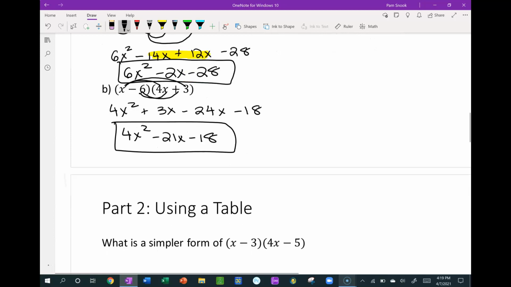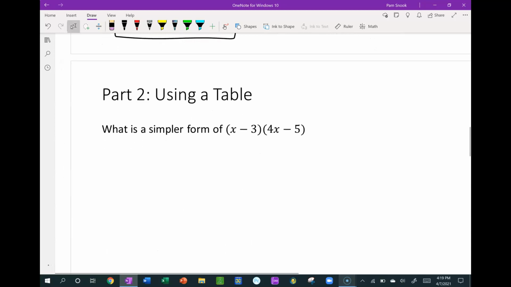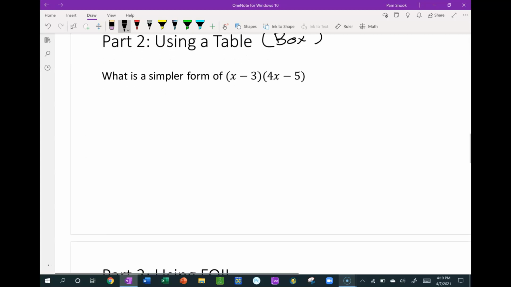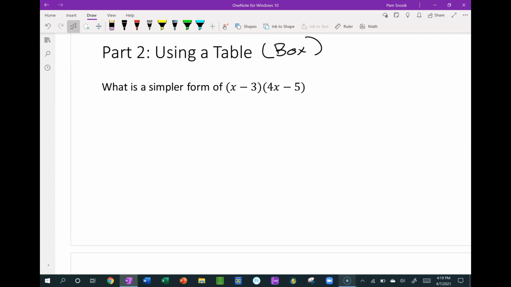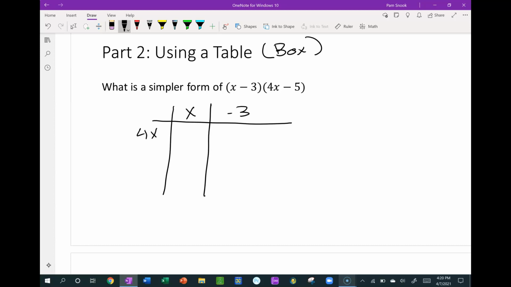Now another method for doing this is using a table. Sometimes teachers call this box method. And what you're going to do is we're actually going to write a table. And I'm going to put my first binomial across the top, x and negative 3. And then my second binomial, I'm going to put down the side, 4x and negative 5. And then I have 4 spots of my table I'm going to fill.